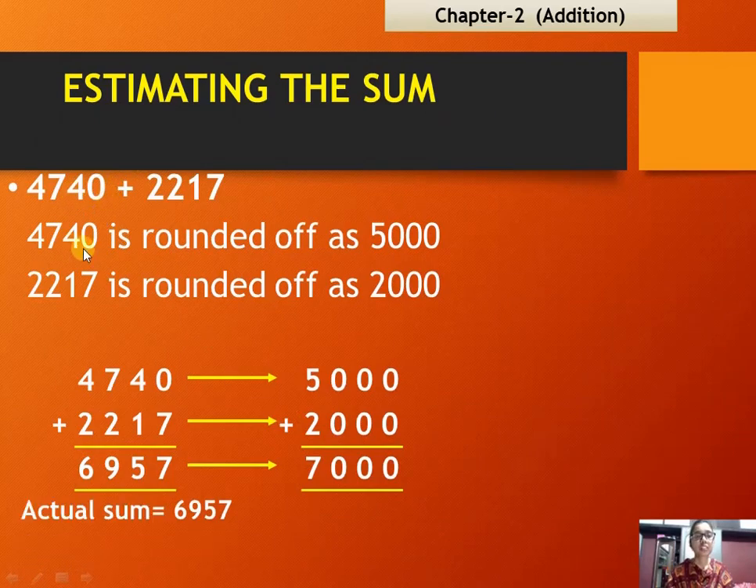So we have rounded off 4740 to 5000 and 2217 to 2000. Now find out their sum. So 4740 plus 2217 is equals to 6957, and 5000 plus 2000 is equals to 7000. So here the actual sum is 6957 and estimated sum is 7000.